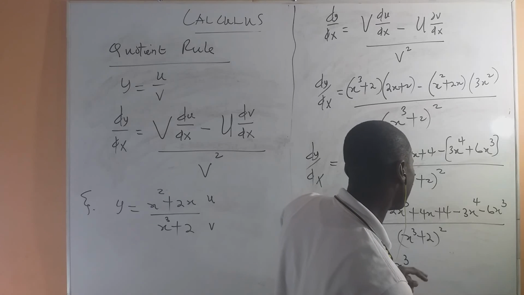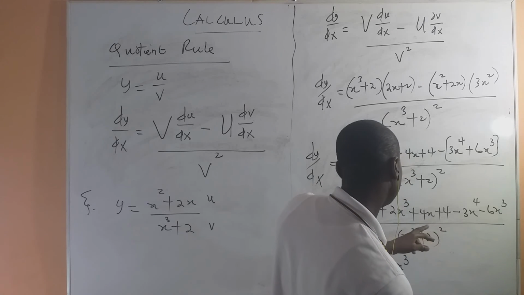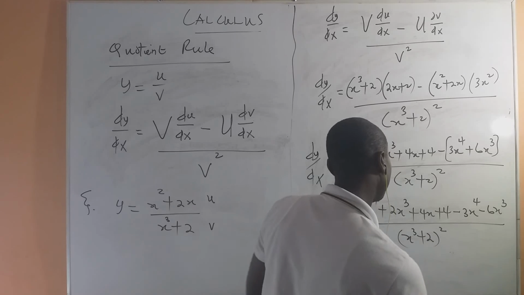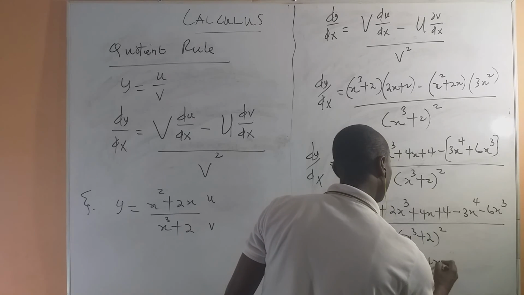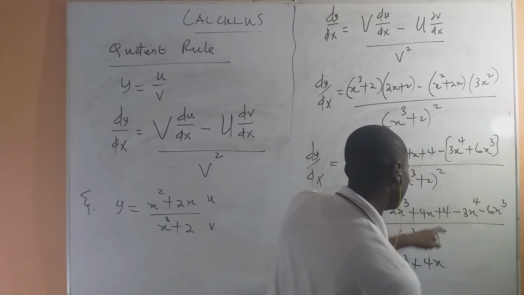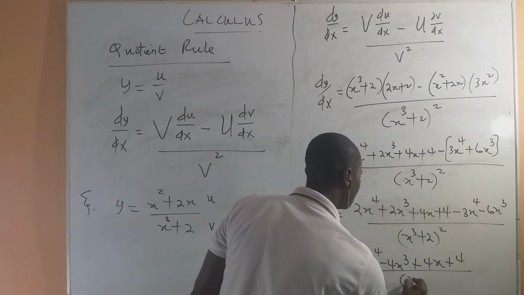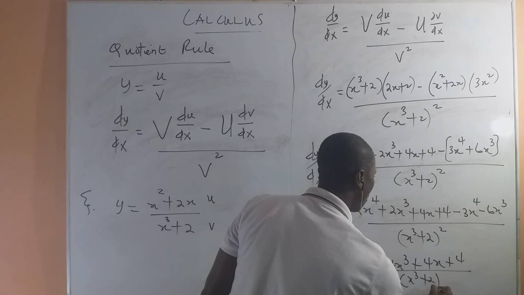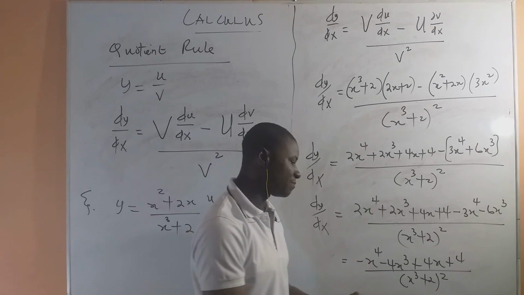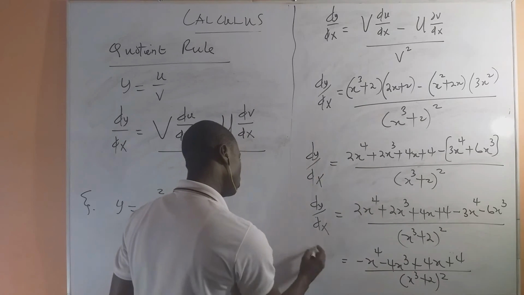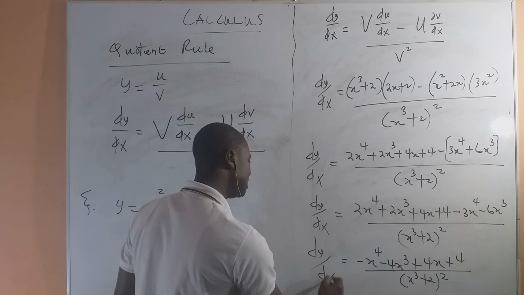Then the square term, there is no square term. Then we look at the x term. The x term we have is plus 4x. Do you have any constant? Yes, there is a constant. The constant is plus 4. All divided by, take note, x cubed plus 2, all squared. You can decide not to expand the denominator, leave it. And so your answer will be dy dx equals that.